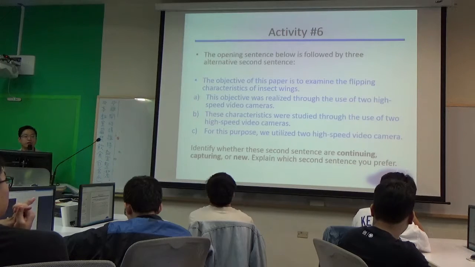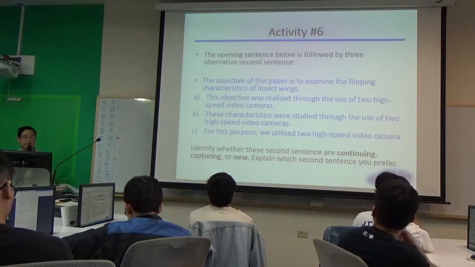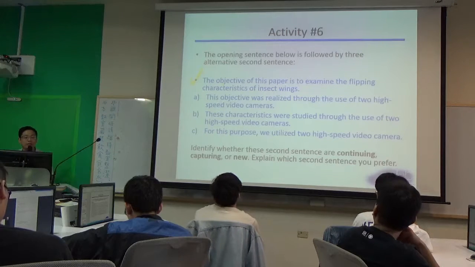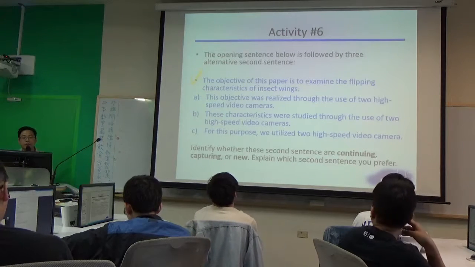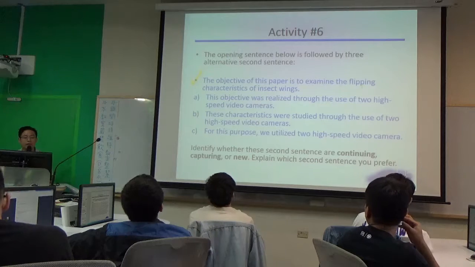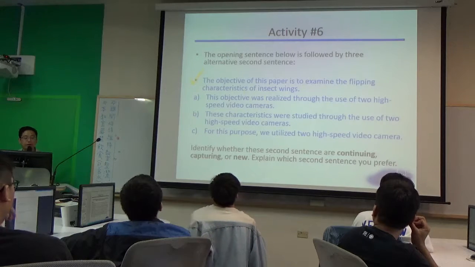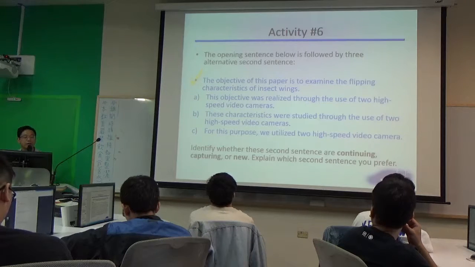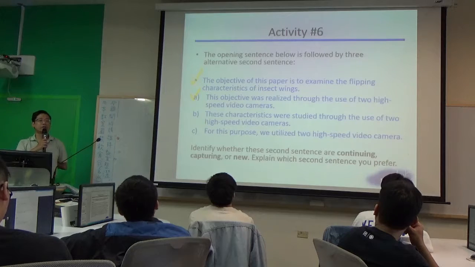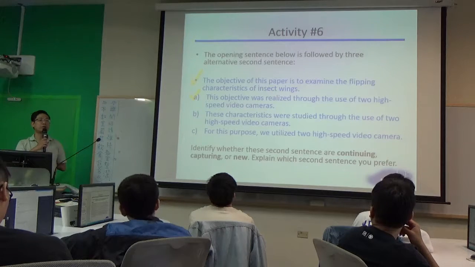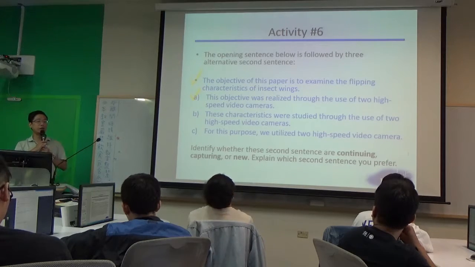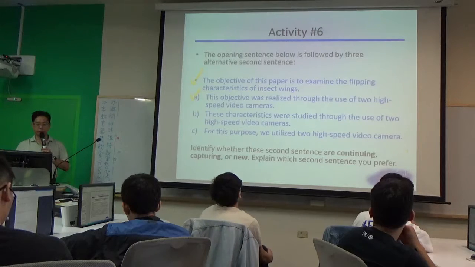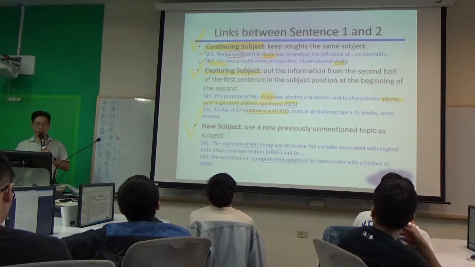The first sentence here: the objective of this paper is to examine the flipping characteristic of insect wings. And the second sentence is A. What is this? Is that continuous or capturing or new subject? One or two or three?